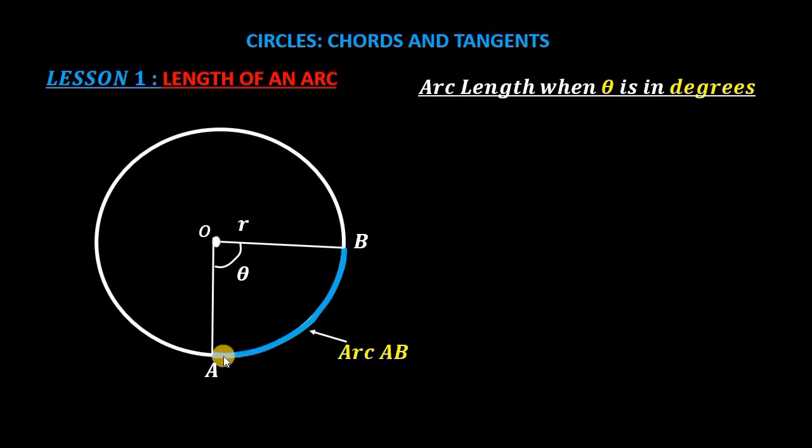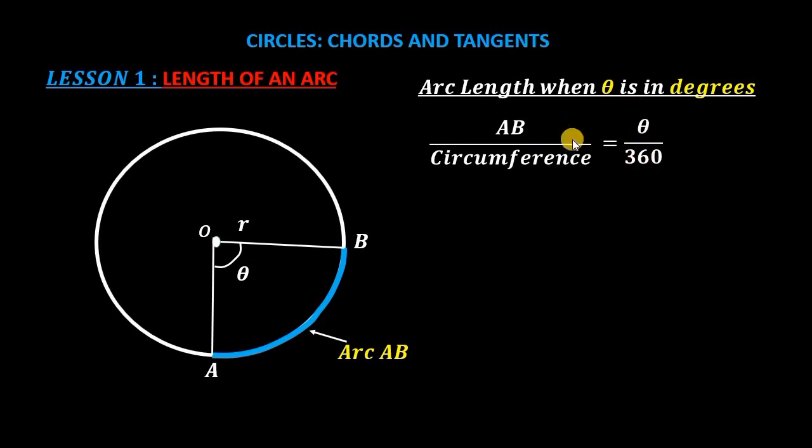The arc length AB is a portion of the circumference, which is given as 2 pi r, and also the angle theta subtended at the center is a portion of the angle about the center, which is 360 degrees. So we can compare their ratios. That is, the ratio of the arc length to the circumference will always be equal to the ratio of the angle subtended at the center by the arc to the angle about the center, which is 360 degrees.